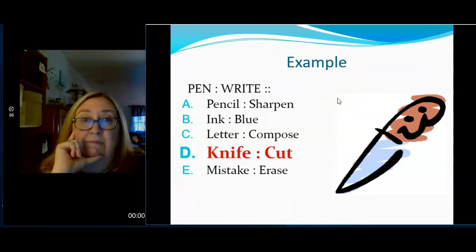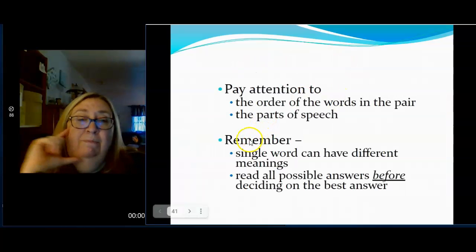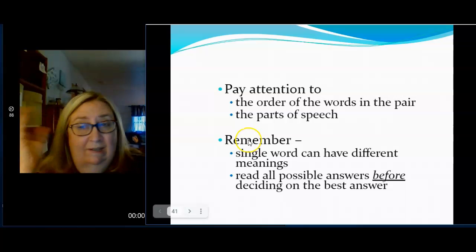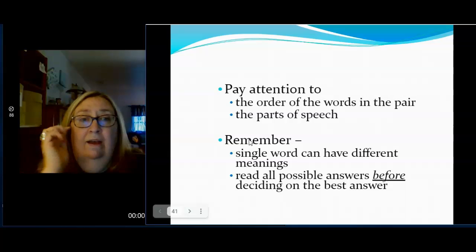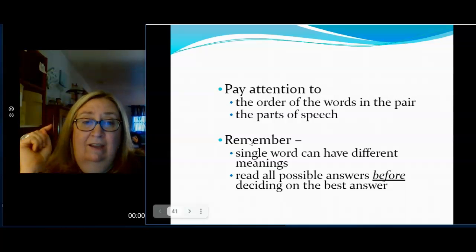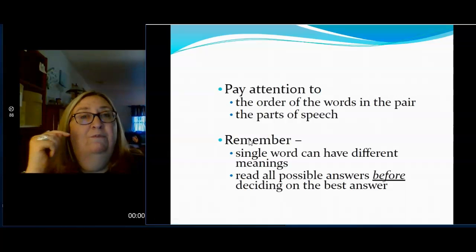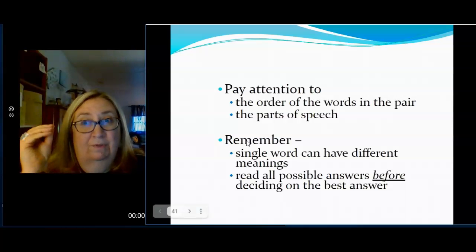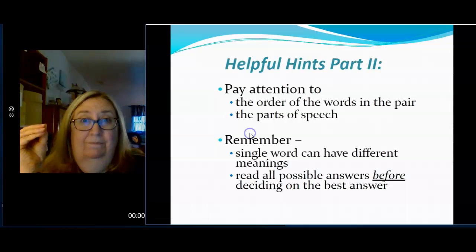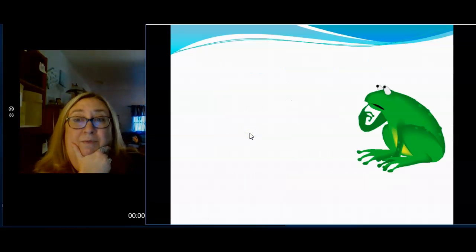All right, now let's move on again. Remember that single words can have different meanings. We looked at that especially when we talked about the spelling and grammar relationship. But because of that, you need to read all the possible answers before deciding on the best. And often there's going to be good answers, but there's always going to be a best answer. Okay, so let's look at another one.